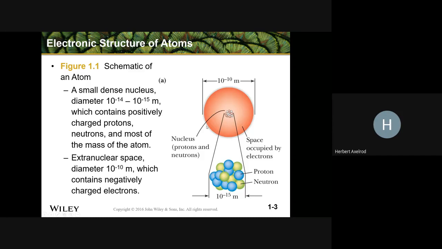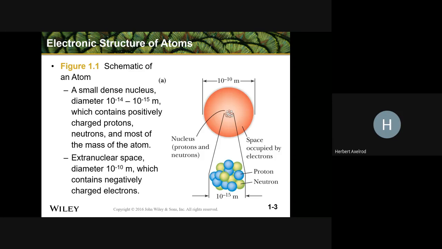Okay, so we're going to do a little bit of a review here. This shows the schematic of the electronic structure of the atom. Remember, an atom is the fundamental constituent of an element, or for that matter, compounds too. It's the fundamental unit of a substance, okay? And there's a one-to-one correspondence between an element and the atom type for that element.